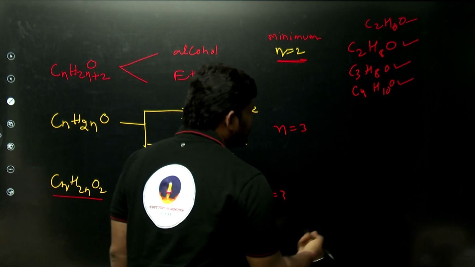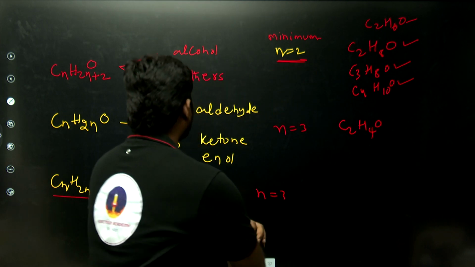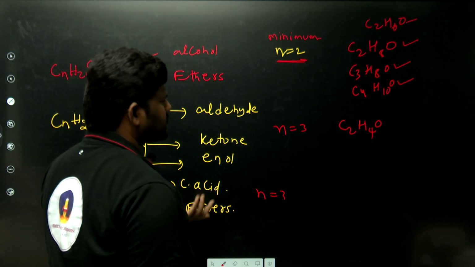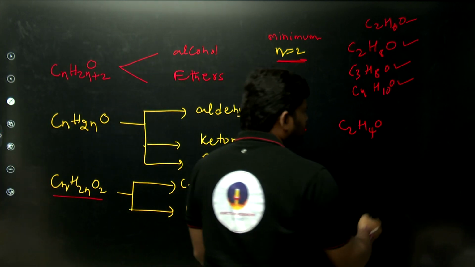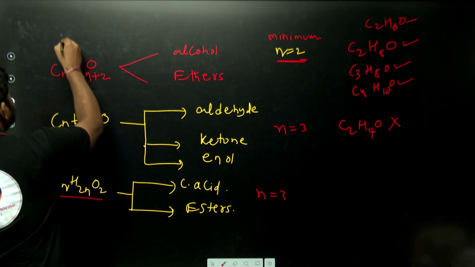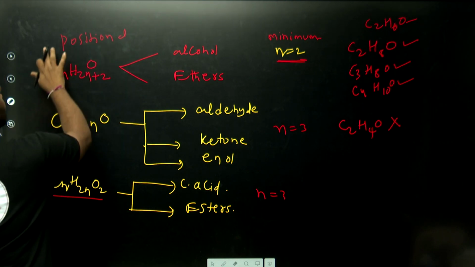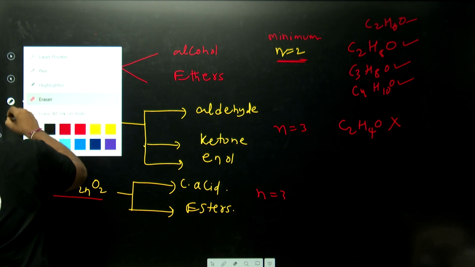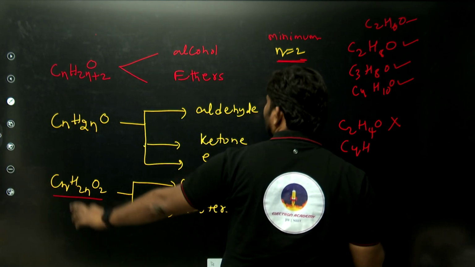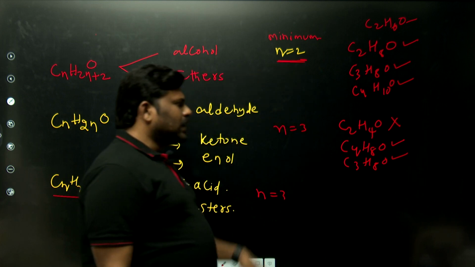Now come to aldehydes and ketones. If you put n is equal to 2, what do we get? C2H4O. Here also possible, but n is equal to 2, we cannot make the ketones. Ketones need a minimum of 3 carbons, so C2H4O cannot give positional isomers. Positional isomerism is not possible in this. These all are functional isomers. Now n is equal to 4 I am putting. C4H8O possible, C3H6O possible, remaining all are possible.